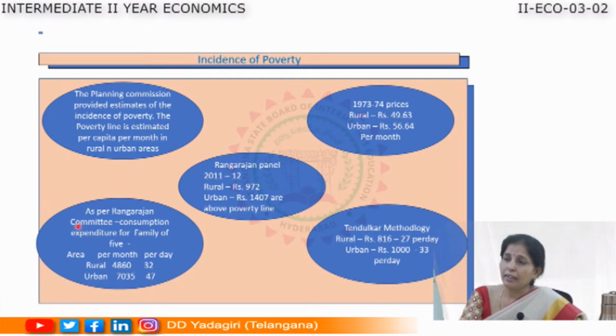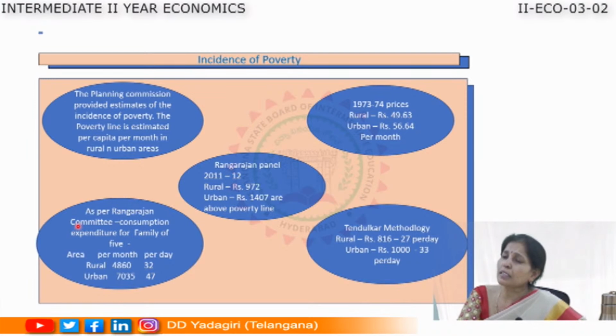They have made an analytical study based on 2011-12 prices, and according to this panel, the people who are able to spend rupees 972 in the rural areas are above the poverty line, if not, below that. Likewise, in urban areas, if it is rupees 1,407, then they are above the poverty line, and otherwise they are below the poverty line.